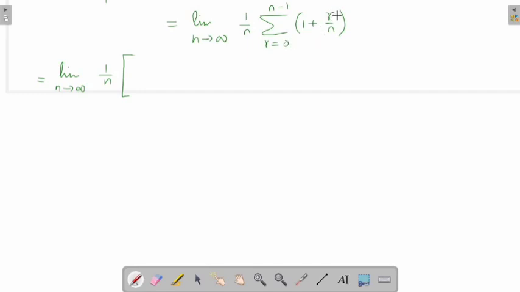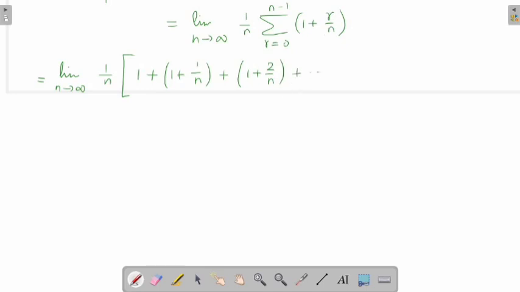So when r is 0, this thing becomes 1 plus 0 by n, which is 1. Now summation means plus. Now put the next value for r, which is 1. So it becomes 1 plus 1 by n. Remember, you are changing the value of r. So r is 1, so this much, plus, next value for r will be 2, so it becomes 1 plus 2 by n, right?